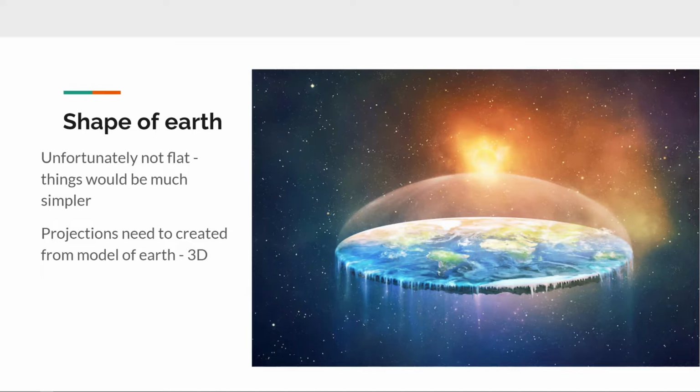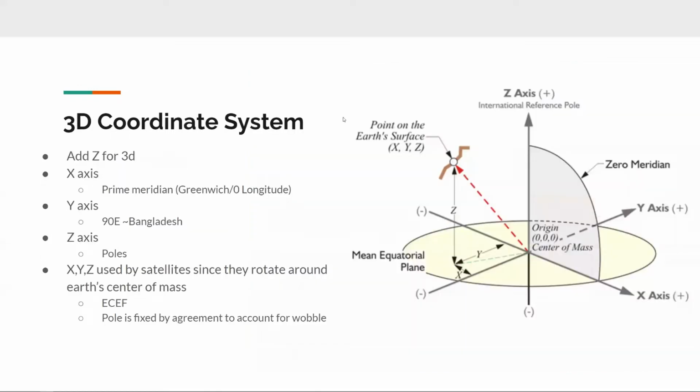But projections need to be created from a 3D model of the Earth. Otherwise, we're just missing too many dimensions, and it is not going to work with the way GPS works. So if we add this third dimension, the Z coordinate, we get this 3D coordinate. And so we have 3 axes. Just like before, we have the x-axis and a y-axis, but now this is actually going to the center of the Earth instead of representing the surface of it.